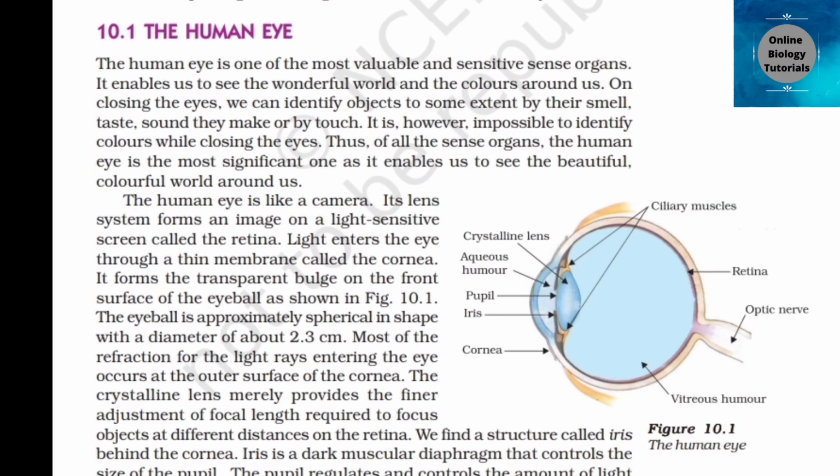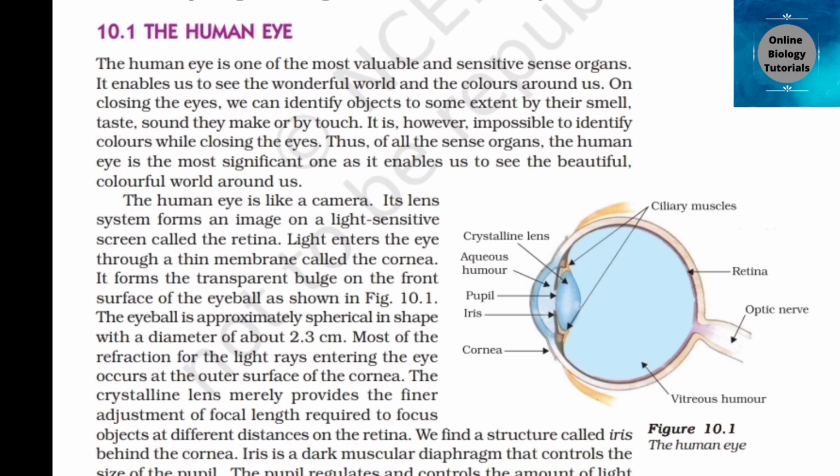The human eye. The human eye is one of the most valuable and sensitive sense organs. It enables us to see the wonderful world and the colors around us. On closing the eyes, we can identify objects to some extent by their smell, taste, sound they make, or by touch. It is, however, impossible to identify colors while closing the eyes. Thus, of all the sense organs, the human eye is the most significant one as it enables us to see the beautiful, colorful world around us.